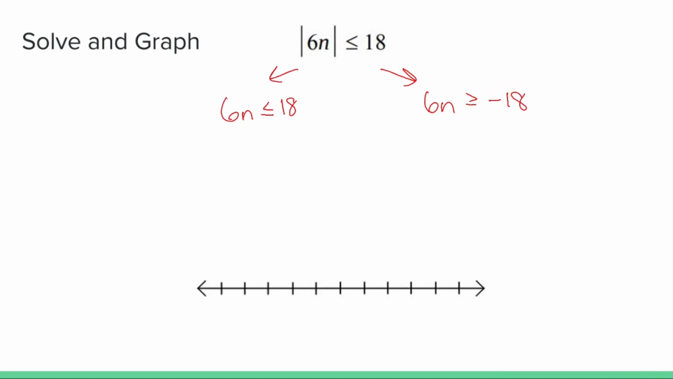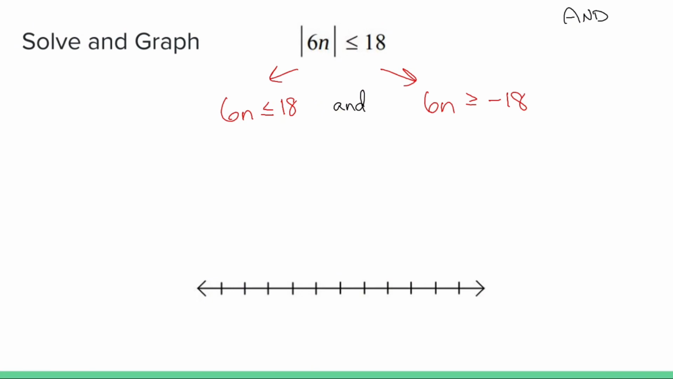Now, the other important thing here is a word that goes in between these. If when you split them up, you have a less than or equal to, it is an "and" statement. Okay, always remember the phrase "greater than, or; less than, and." This is a less than statement.